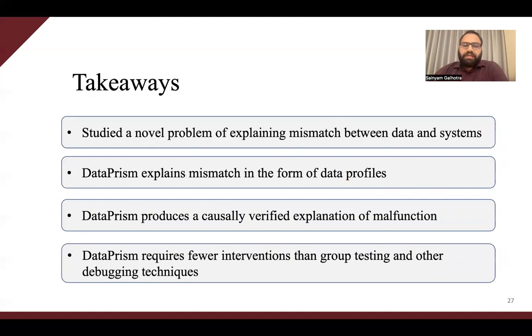In summary, we studied a novel problem of exposing the disconnect between data and systems. We proposed DataPrism approach to explain the cause of malfunction in the form of data profiles, or PVTs to be more specific. Interventional approach of DataPrism helps to produce causally verified explanations. Empirical evaluation of DataPrism on various systems demonstrates its effectiveness to identify the ground truth cause of malfunction. And we also show that it requires the least number of interventions.